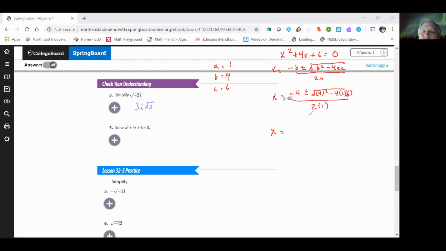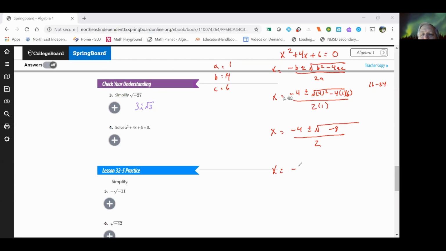So I'm going to start working it out. Negative 4 plus or minus, let's do the discriminant. The discriminant is going to be 16 minus 4 times 6, which is 24. So 16 minus 24 is negative 8, over 2. And the square root of negative 8 could also be simplified. That's going to be 2 times the square root of 2. So we'll do that on this one.